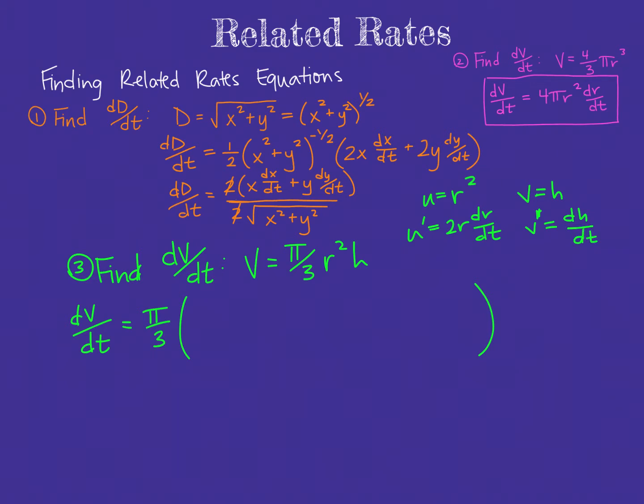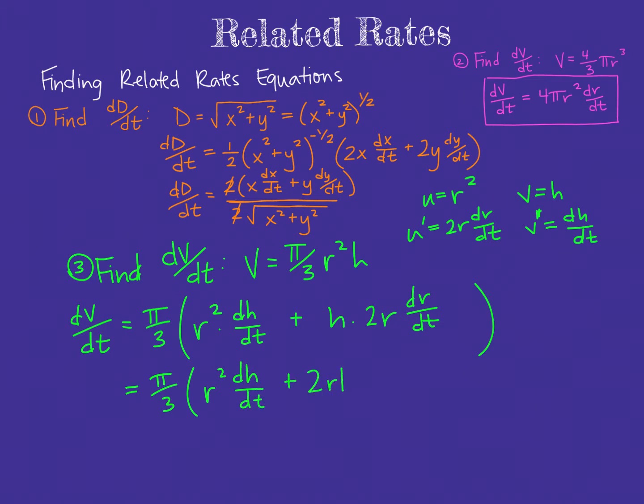All right, so once we found that, we'll do our product rule, which will be u times v prime, which is r squared times dh dt, plus v u prime, which is h times 2r dr dt. Cleaning this up a little bit, I like to keep the pi thirds out in front, but it's up to you if you'd like to distribute it through. I'll leave this first term as r squared dh dt, and our second term, we'll put the 2 out in front, so it'll be 2rh dr dt.